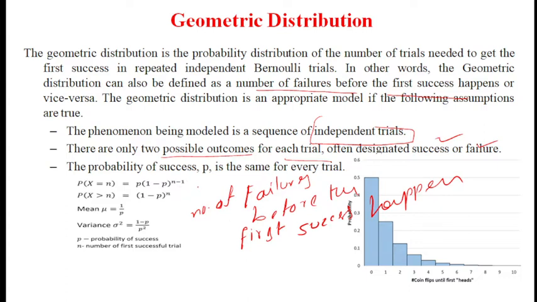P of (1 minus p) whole power n minus 1. What would be the mean for this? 1 by p. Variance: (1 minus p) by p square. Here p indicates the probability of success, and n indicates the number of trials until the first success.